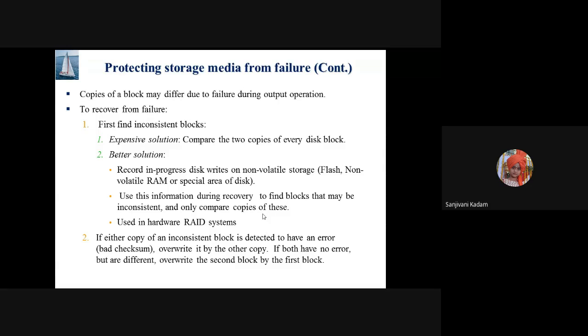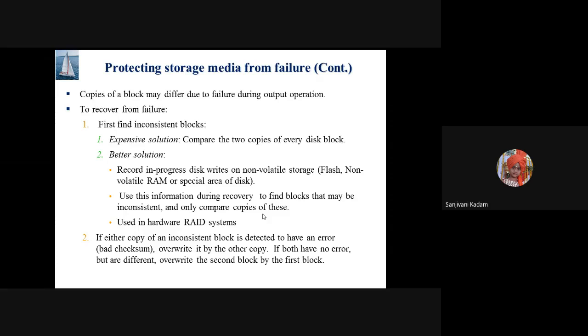Find the inconsistent blocks. Okay. Whenever we see that two copies or databases are inconsistent, in order to recover from failures, first we need to find the inconsistent block. Inconsistent means the database state is not in a correct state. So how can we know whether an inconsistent block is there? Here we can go for comparing the two disk blocks.